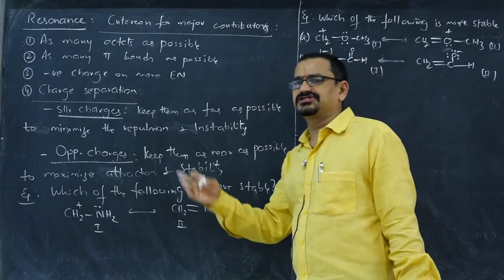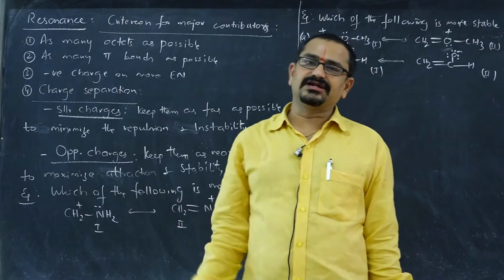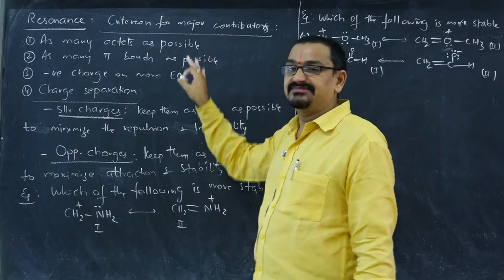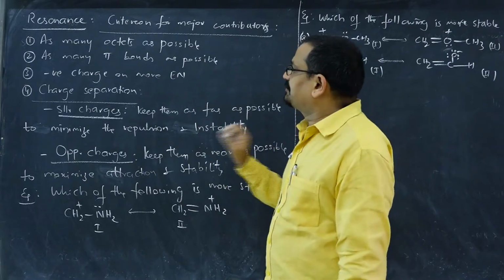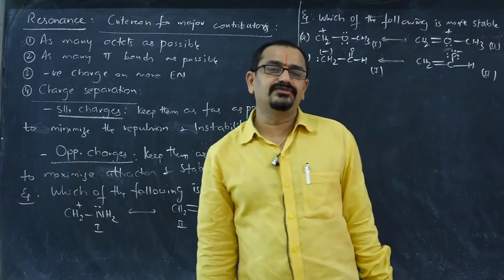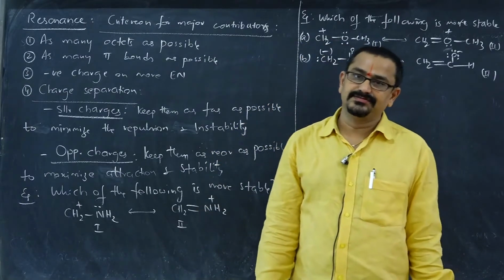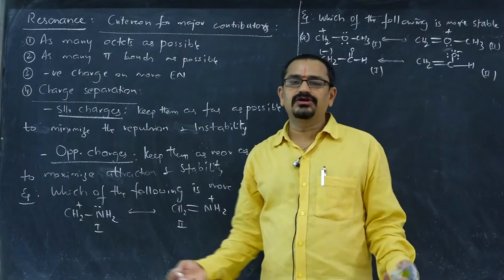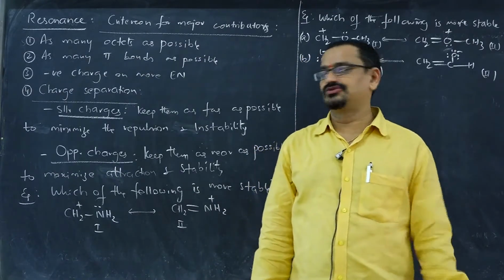They will give 2 or 3 structures for resonance. Which is a major contributor? Then these points are to be followed in the same sequence. What are the major points? As many octets as possible. First of all, you have to check the octets on all atoms. More number of octet atoms should be there.